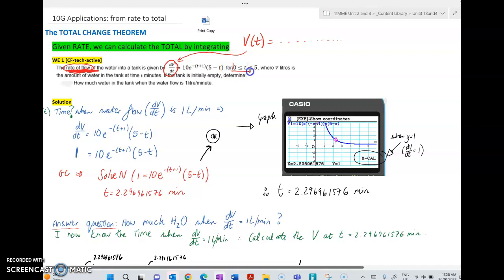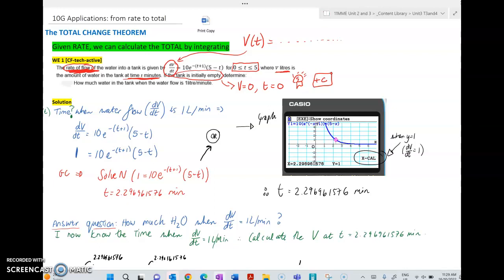And they also give you a domain 0 to 5, and then they define V. V is liters. It's the amount of water in the tank at time t minutes. Then they also tell you the tank is initially empty. So straight away you can think, if the tank is initially empty, there's nothing in it, and initially time 0, V equals 0. You're probably starting to make connections now. A little light bulb switches on. You probably go, oh, maybe this I need for my plus C to calculate. So we'll talk about that more.